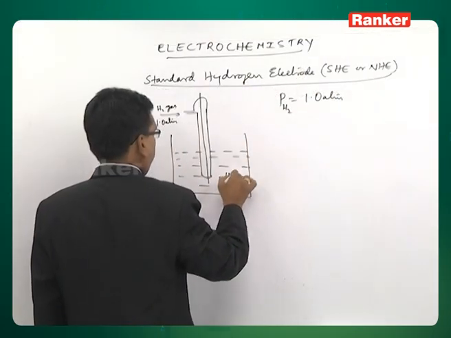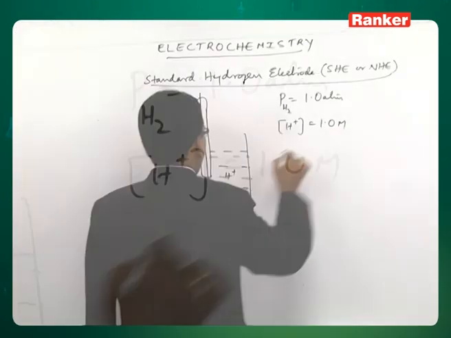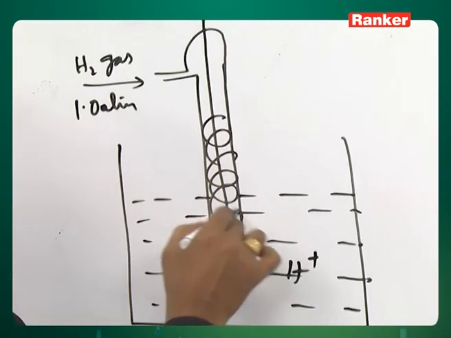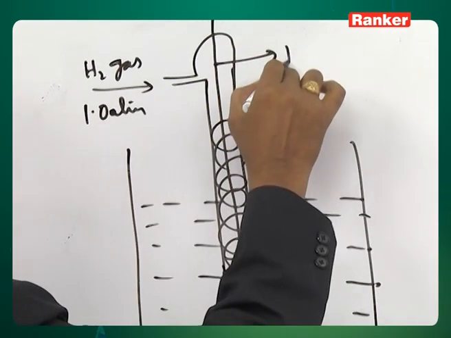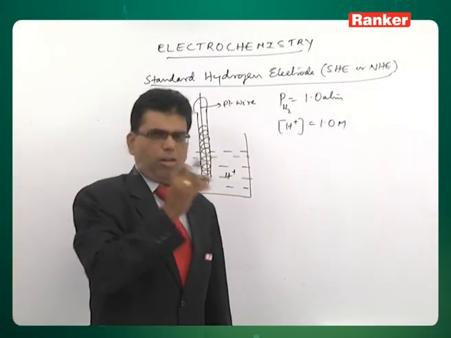Here you have a solution of H plus. Concentration of H plus is 1 molar. And here you have hydrogen gas, and this is of course the platinum wire. So the construction is the same as in the hydrogen electrode that we discussed.